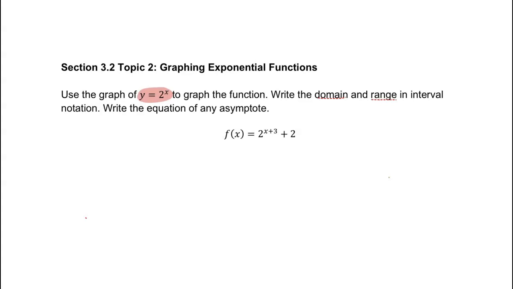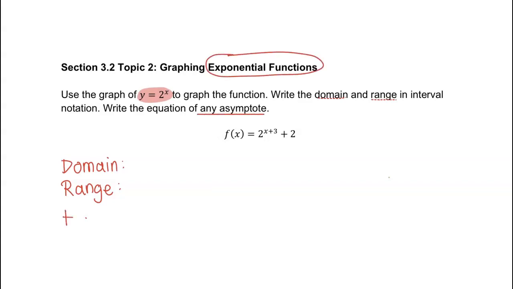So, we have four things to do here, right? We're going to find the domain, range, and they did say write the equation of any asymptote, but for exponential functions, we have horizontal asymptotes. So we will find the equation for its horizontal asymptote. And lastly, we will graph f of x. Okay? All right, let's start by talking about the domain of a function.